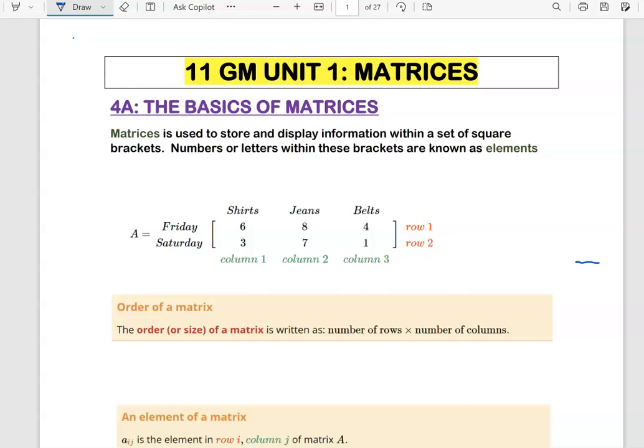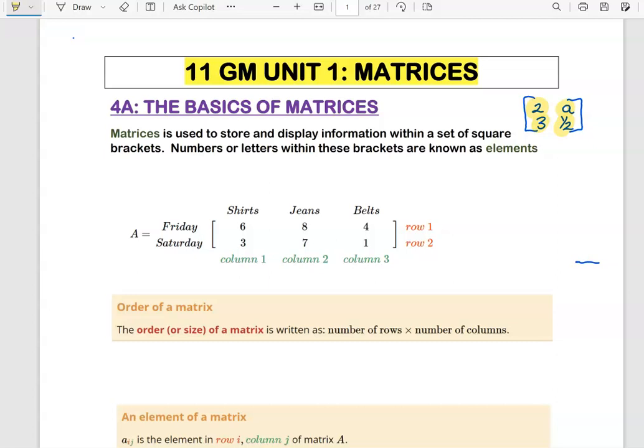Okay, so we're starting with the unit of matrices. A matrix is used to store information in a set of square brackets. So we're going to see these square brackets, and we might have numbers. It can be letters, it doesn't really matter, and it doesn't have to be whole numbers. It's those numbers inside the matrix. So here I've got, say, 4. Each one of them is called an element. So in that matrix I just drew up, I have 4 elements.